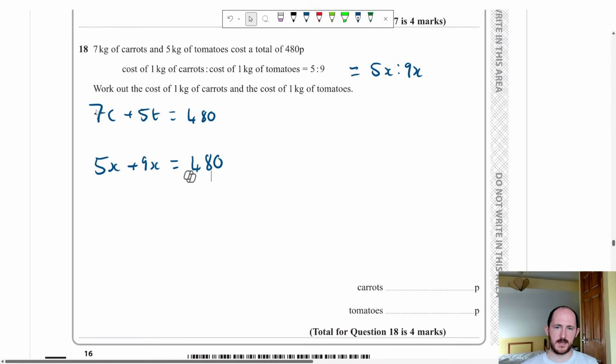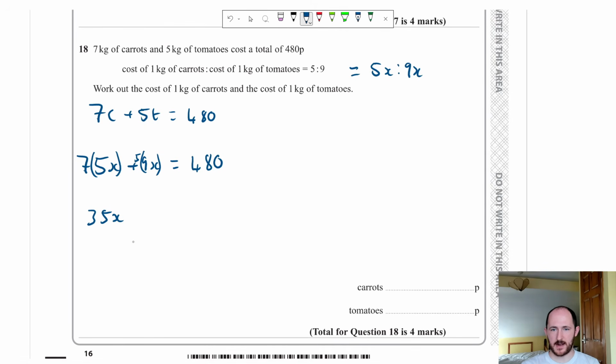Well, what I need to do here is times this one by 7 and this one by 5, right? Because this only works for 1 kilogram and 1 kilogram. So if I times the first one by 7, we get 35x. In fact, maybe I should have written this. So basically we're doing this, plus 5 times 9x, right? Because again, this is 5 kilograms of tomatoes. 1 kilogram is 9x. So we get 35x for the 7 kilograms of carrots, and then 45x for the 5 kilograms of tomatoes equals 480.